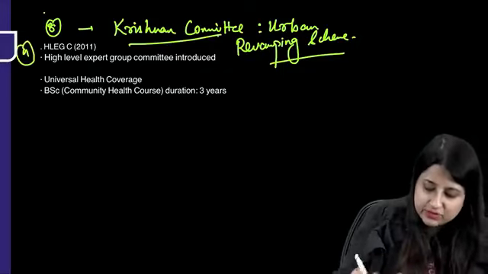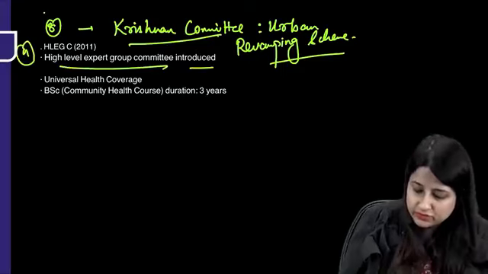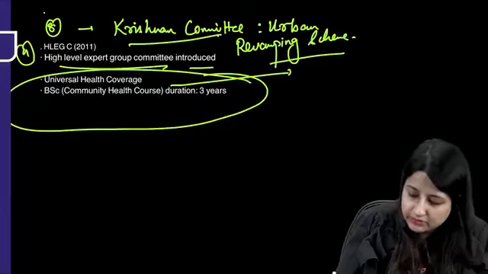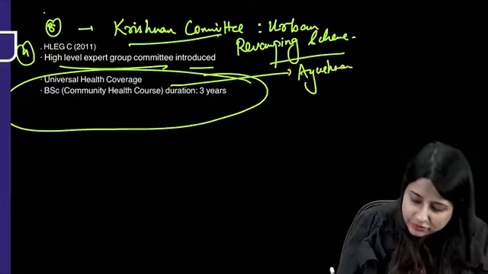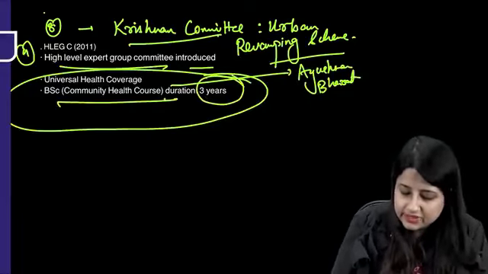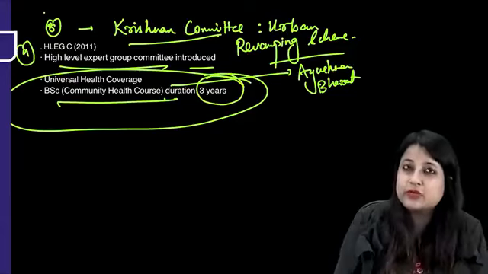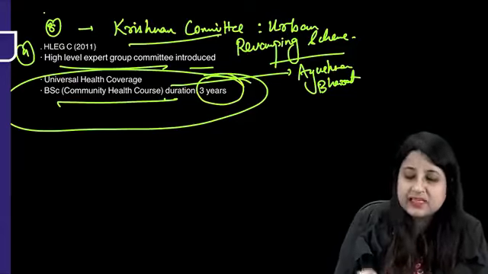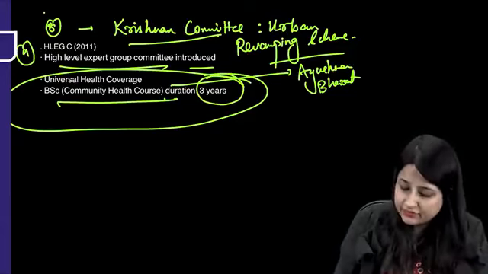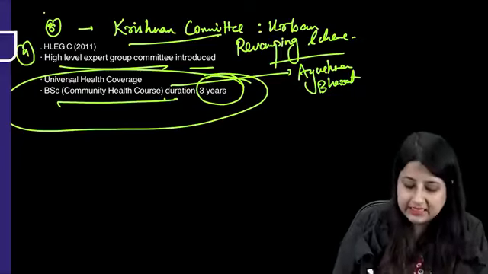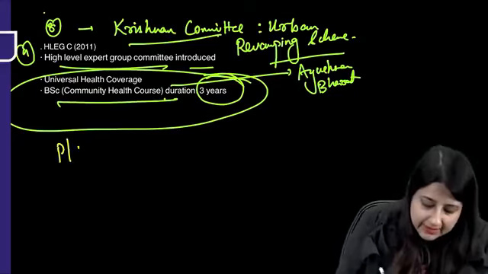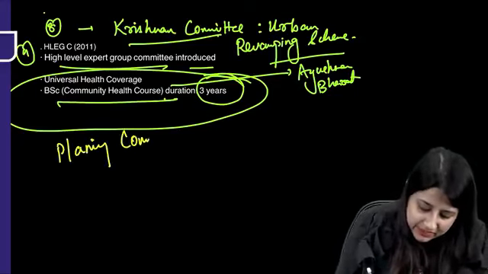The latest committee which is there is high level expert group. This was introduced, which is talking about two things: promoting universal coverage. What is the way to achieve universal coverage in India? Already discussed, Ayushman Bharat. And also about BSc community health. The duration for that is 3 years. High level expert group spoke about creating a cadre of BSc community health. That is important. But now, do we have the planning committees as of now? No, there are none. Right now we have high level expert group. But please remember, the planning commission has been replaced by what?